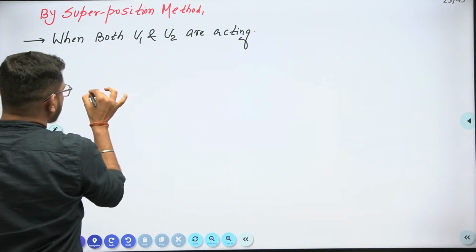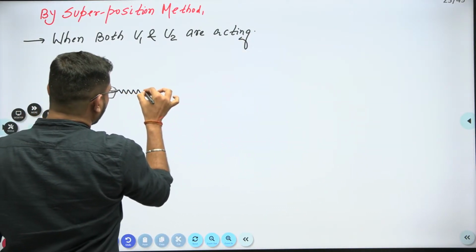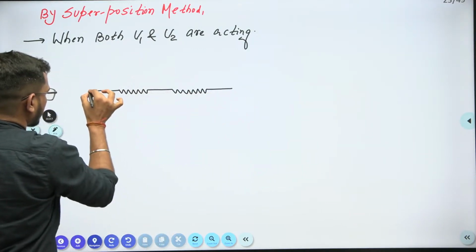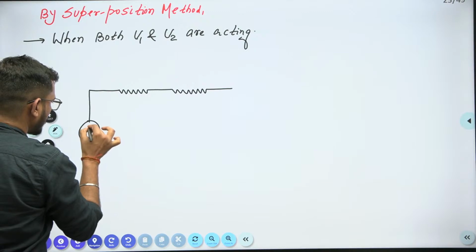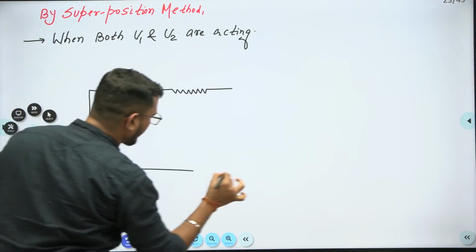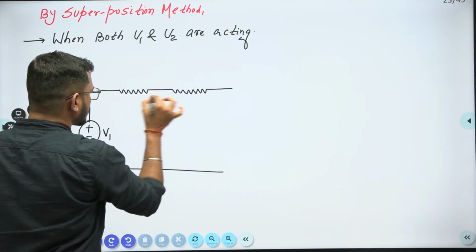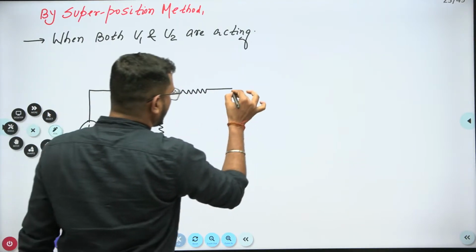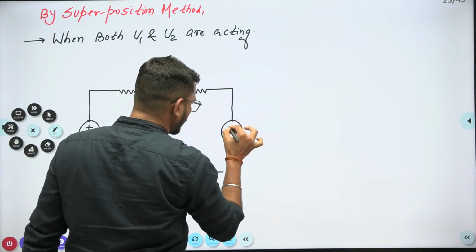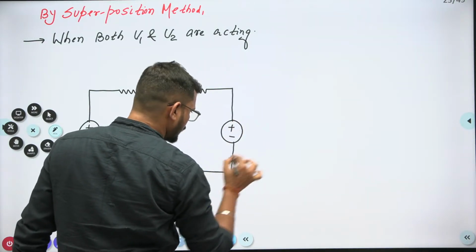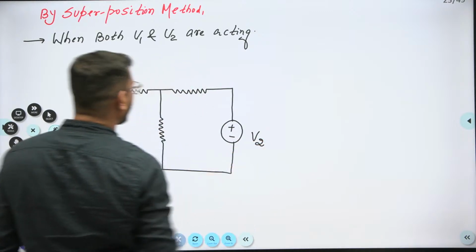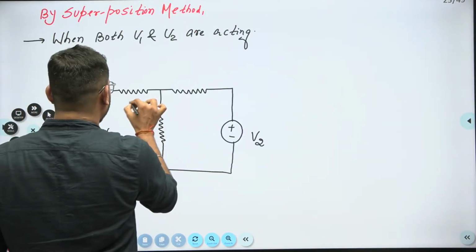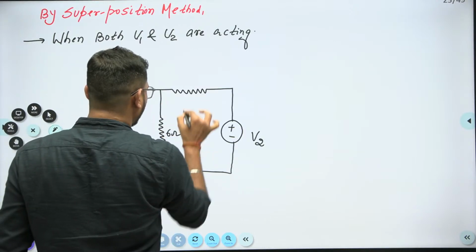Okay, so the circuit will be like this. This is plus minus V1. This is a resistance, and this is the voltage V2, plus minus V2. The values of the resistances are 3 ohm, 6 ohm and 2 ohm.